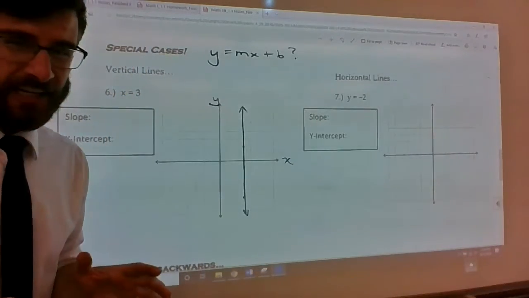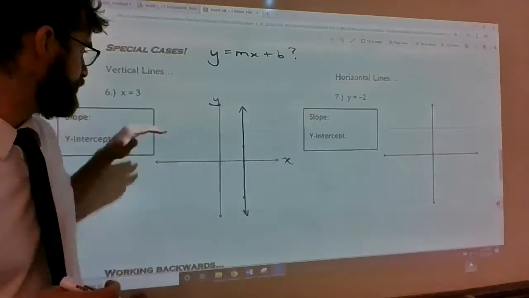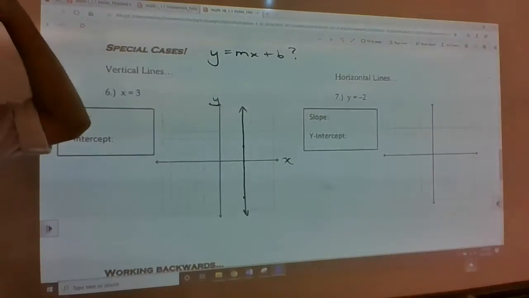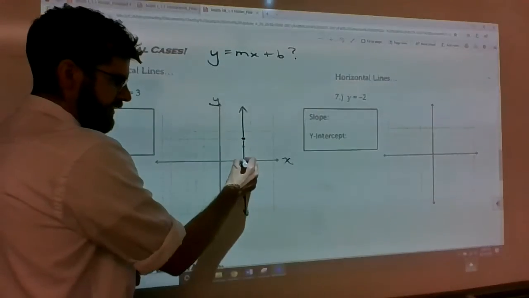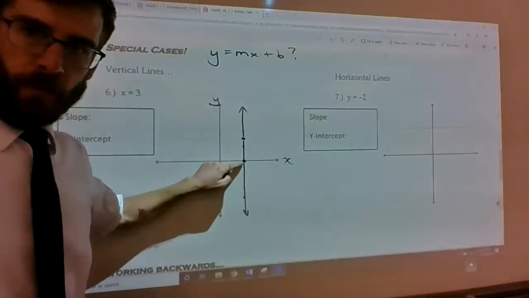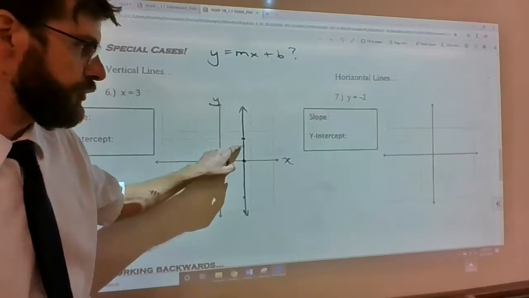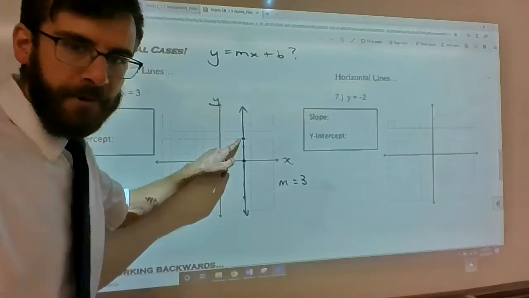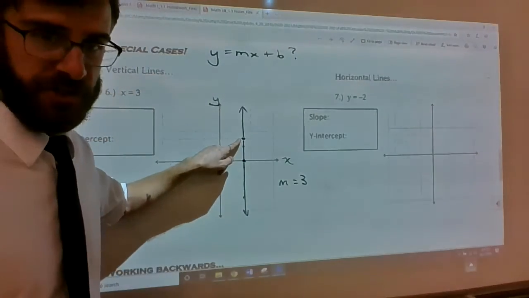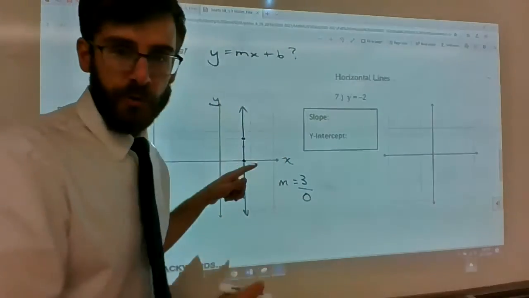Now, it's really tricky to talk about the slope in this case. Because when you think about rise over run, like just pick 2 random points, here and here. So to get from this point to that point, we would have a rise of 1, 2, 3. But it doesn't run anywhere. It's just stuck. It just goes over 0.